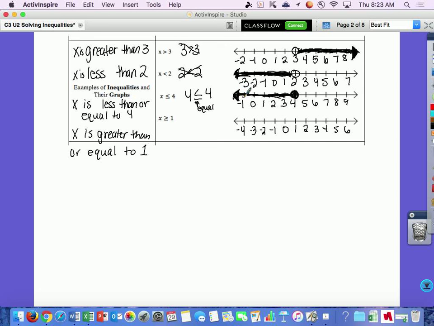Okay, our last one, again, is a greater than or equal to sign. 1 is greater than or equal to 1, so I'm going to put a colored in circle because 1 counts. Okay, and then I am going to color this way because all these numbers are bigger than 1.